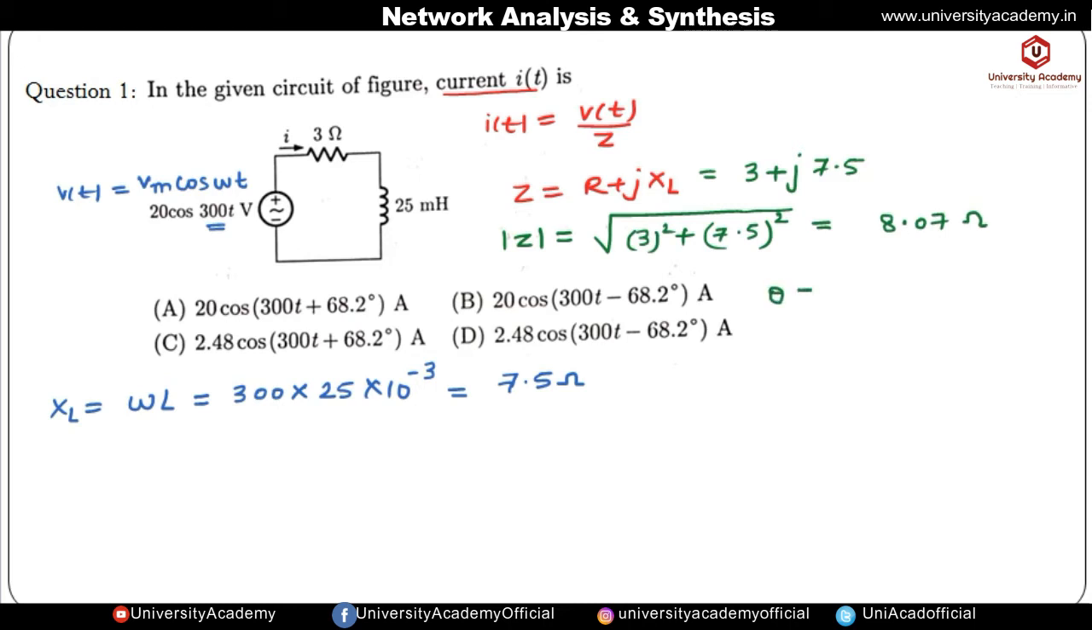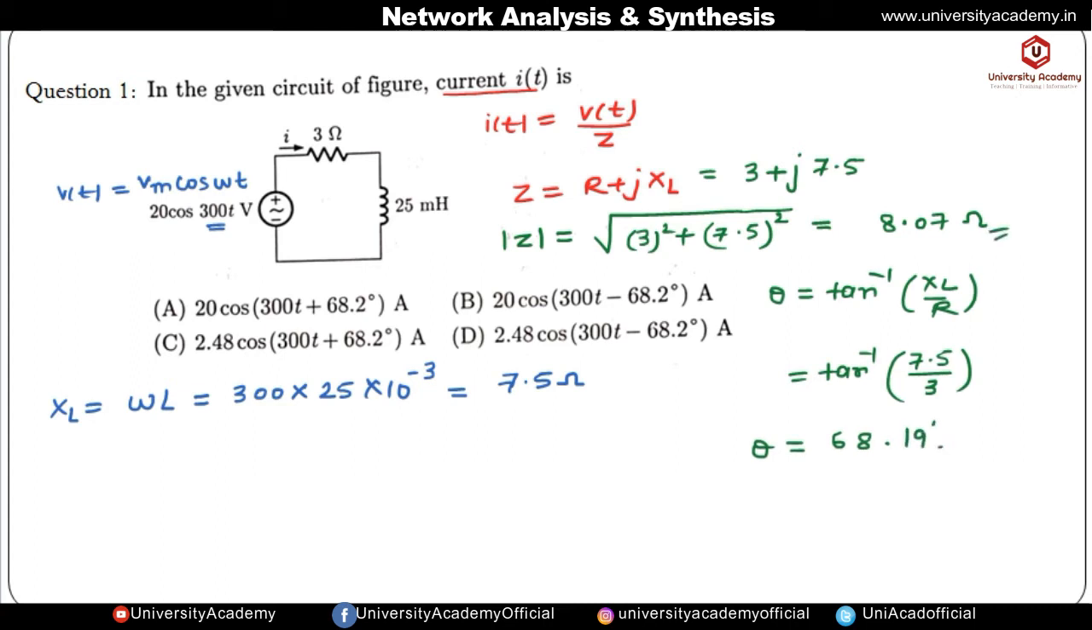Now if we calculate the theta value, it is given by tan inverse of XL by R. If we substitute the values, XL is 7.5 by 3. So theta from here we are getting as 68.19 degree. So this is theta and this is Z. Now let us find out the I of t. This I of t is given by V of t by Z. V of t given in the question is 20 into cos of 300t divided by Z, which can be written as mod Z angle theta.